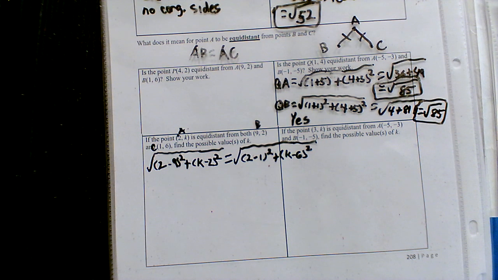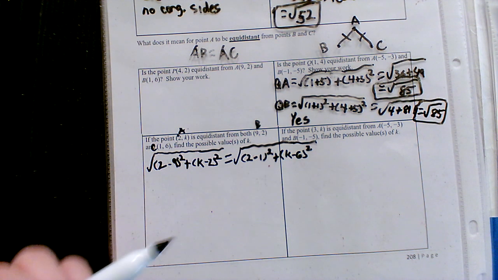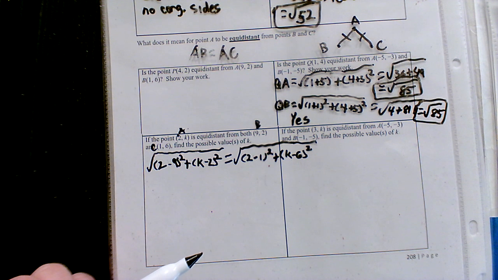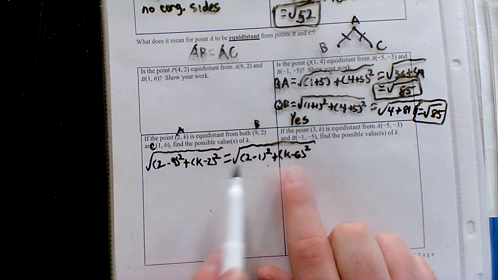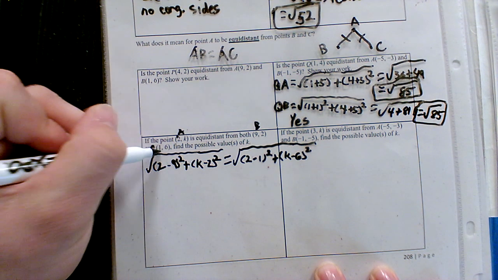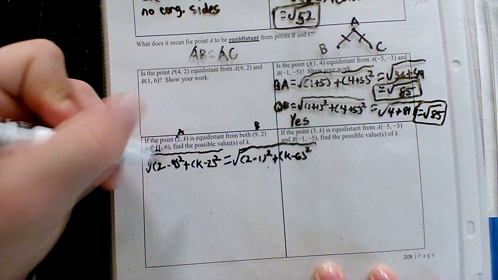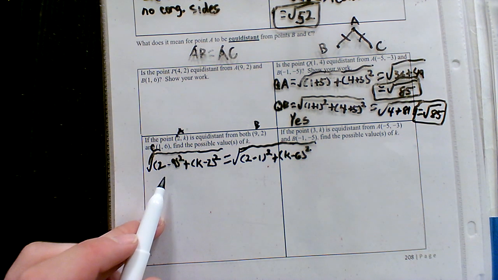So now let's try to simplify a little bit. If we have a square root equal to a square root, what can we do with those square roots? If we get rid of one on one side and we square it, we're going to square the other side, so the square roots are going to go away, they're going to cancel. Let's simplify the underneath a little bit.